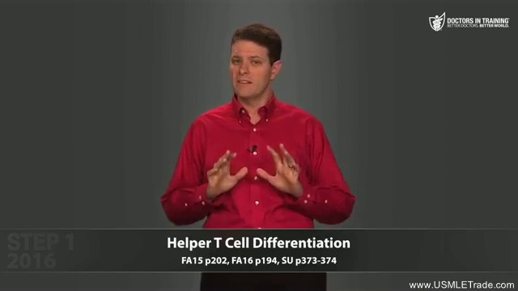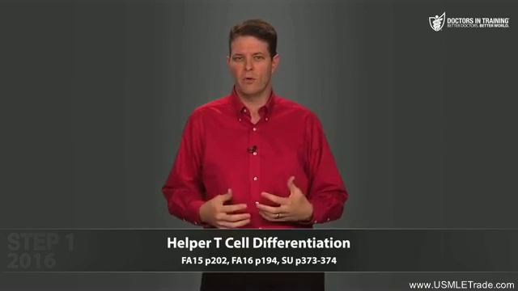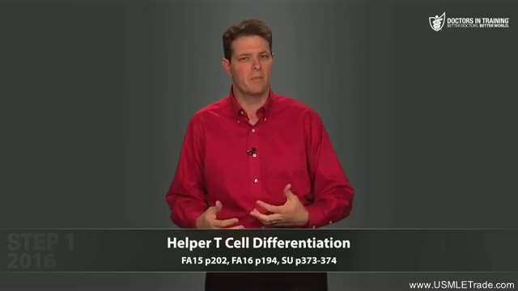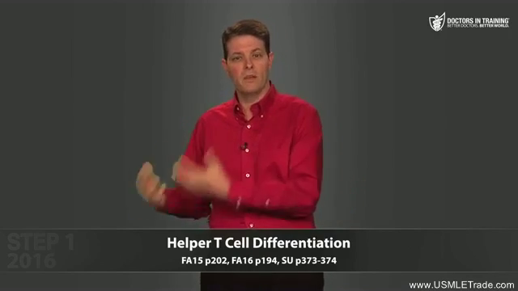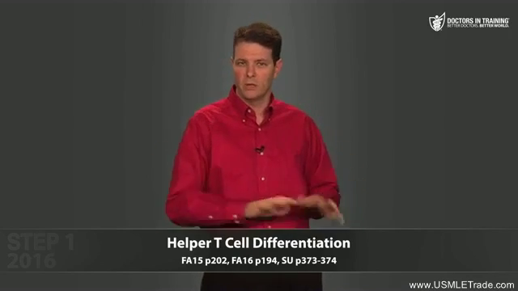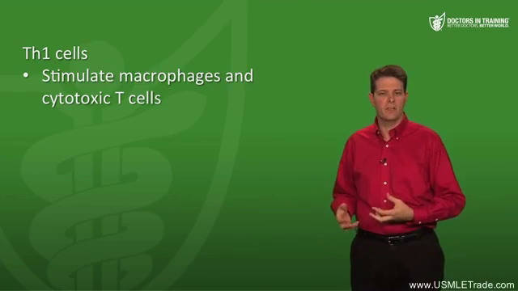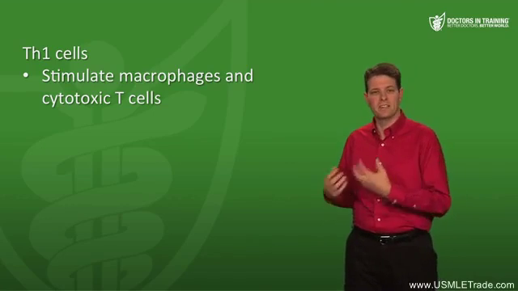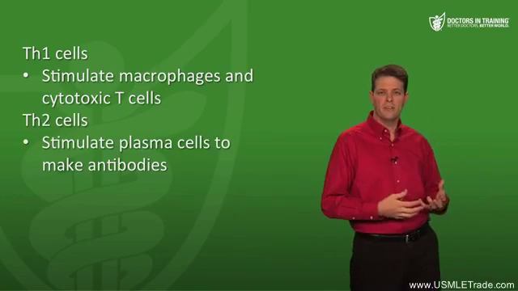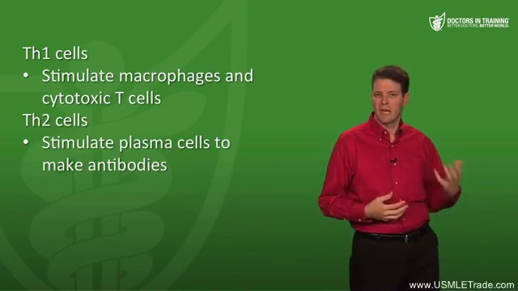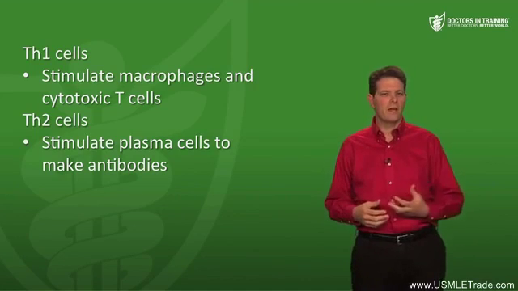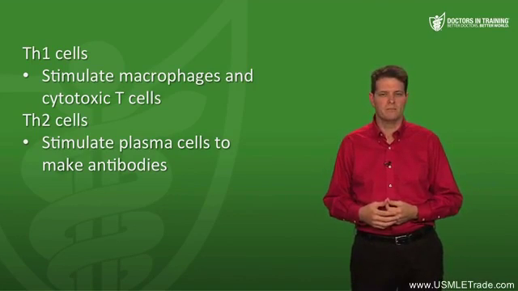But that's not the whole story, because once those CD4 positive helper T cells are activated, they can become either a T helper 1 cell or a T helper 2 cell, which have completely different functions. T helper 1 cells stimulate macrophages and they stimulate cytotoxic T cells. T helper 2 cells stimulate plasma cells to make antibodies. So let's look at how this differentiation takes place.